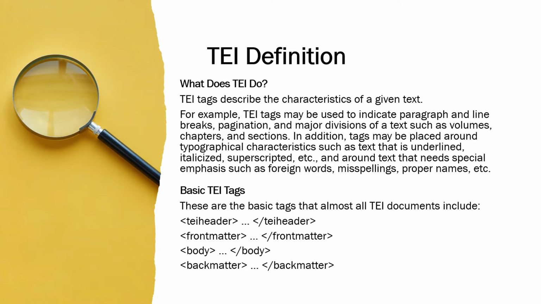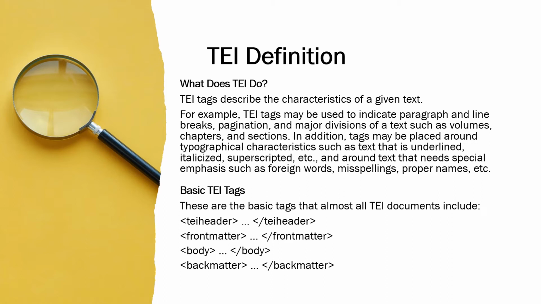Now we need to ask, what does TEI do? TEI tags describe the characteristics of a given text. For example, TEI tags may be used to indicate paragraph and line breaks, pagination, and major divisions of text such as volumes, chapters, and selections. In addition, tags may be placed around typographical characteristics such as text that is underlined, italicized, superscripted, and around text that needs special emphasis such as foreign words, misspellings, and proper names.